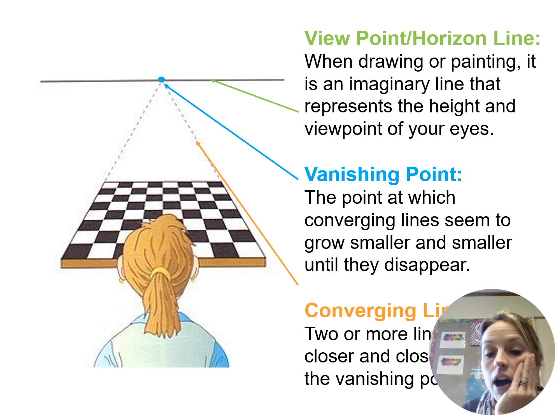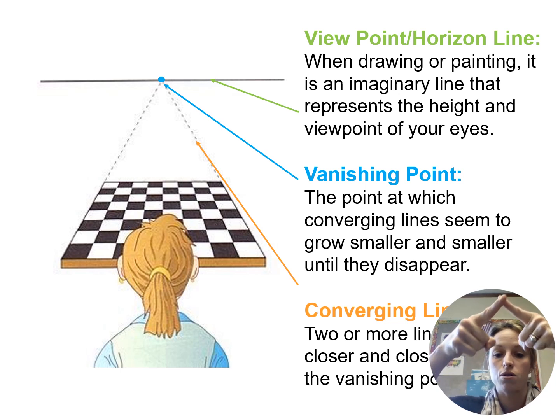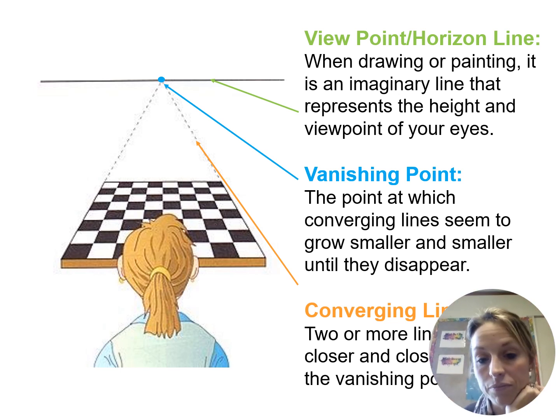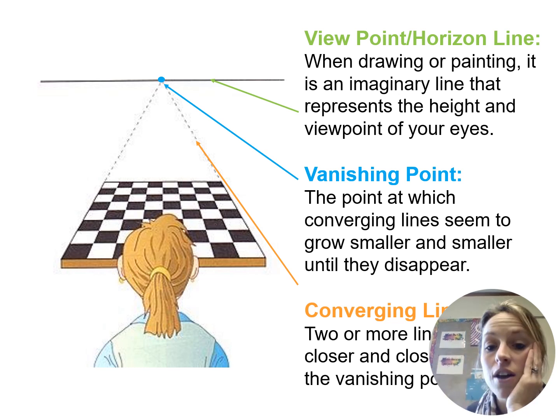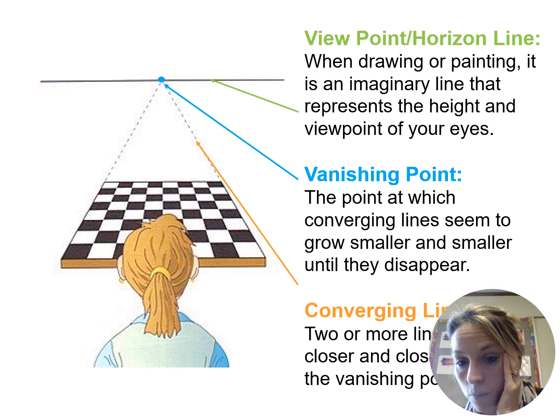All right. A vanishing point is the point at which converging lines, so lines that are coming together, seem to go closer and closer until they disappear. And last but not least, converging lines are the lines that get closer and closer to the vanishing point. So go ahead and pause the video and take down the notes.